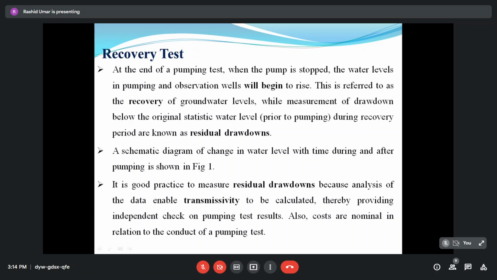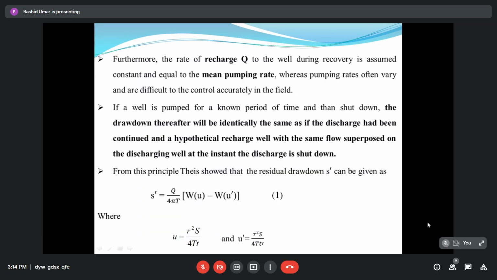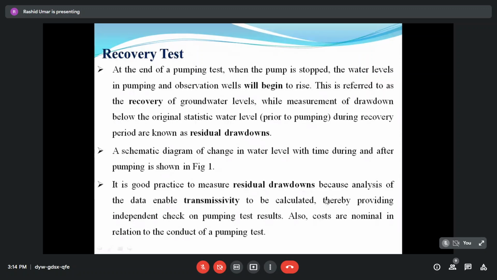I have already discussed with you that it is good practice to measure residual drawdown, because analysis of the data enables transmissivity to be calculated, thereby providing an independent check on the pumping test results. Also, the costs are nominal in relation to the conduct of the pumping test. I have explained what the cost will be: you only have to measure the water level.